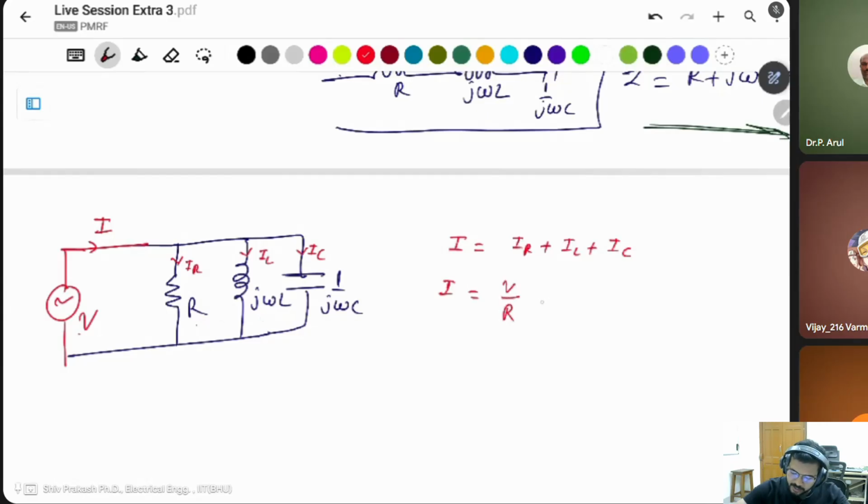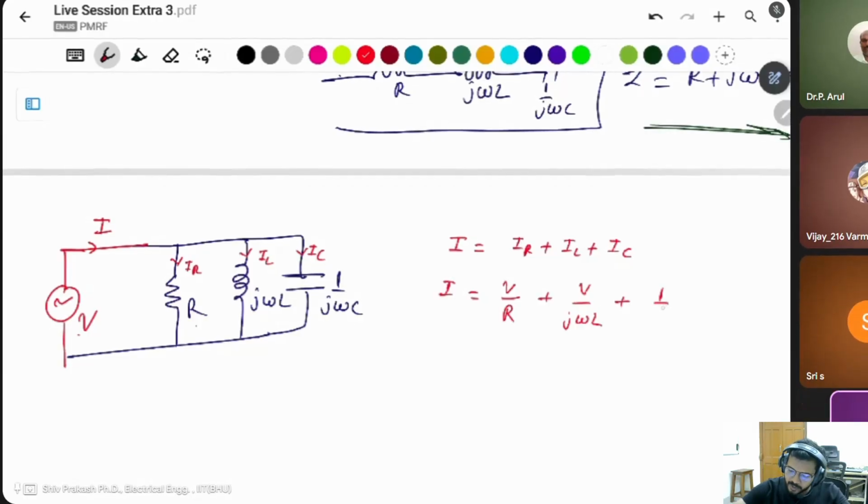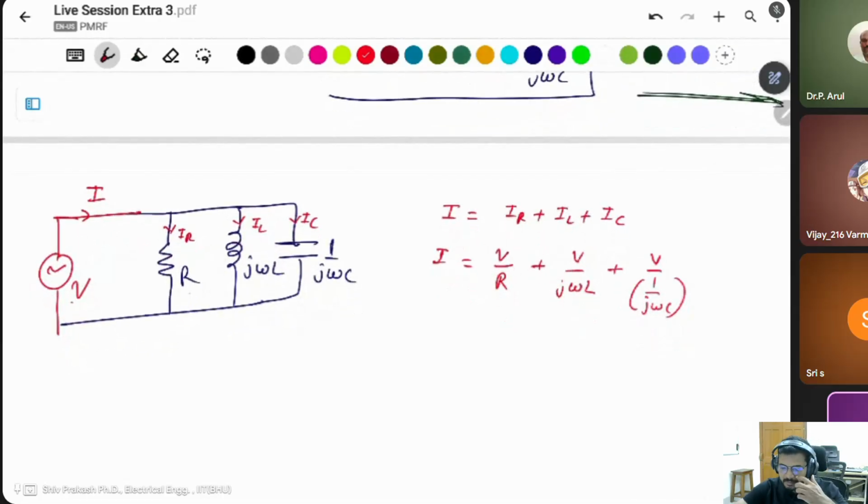What is IL? V by J omega L. What is IC? 1 upon 1 upon J omega C, so V divided by 1 upon J omega C. You can take V common. I by V is equal to 1 by R plus 1 upon J omega L plus J omega C.